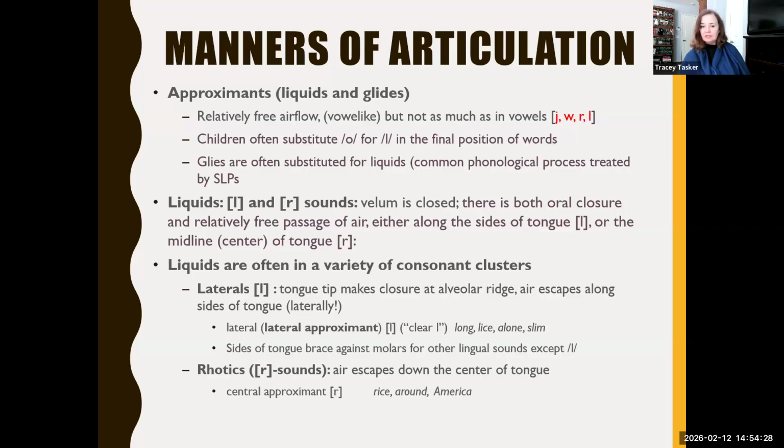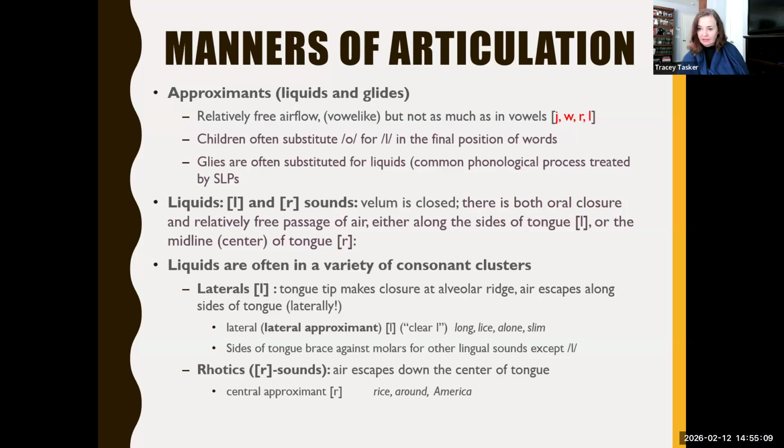So the liquids are the L and the R sound. As with all these oral sounds we're talking about, the velum is closed, but there's free passage of air happening along the tongue. If we're talking about the lateral sound, the tongue tip is making its closure at the alveolar ridge, and the air is moving laterally. So words like long, lice, right?